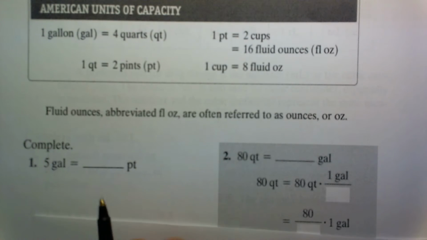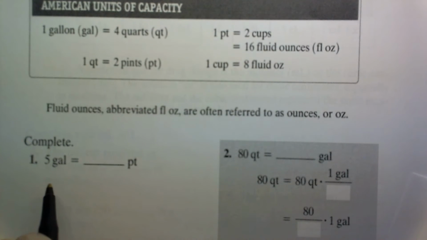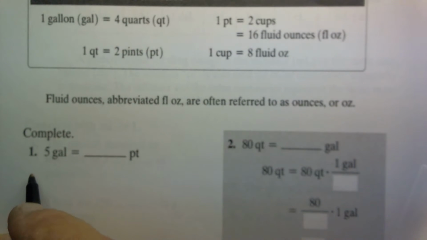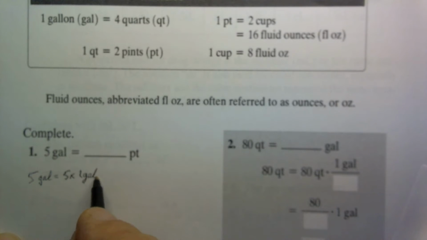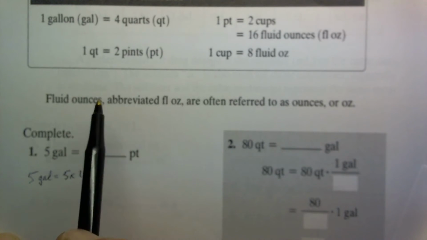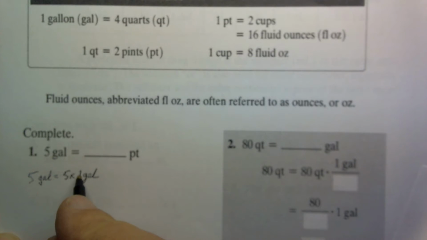5 gallons is how many pints? So the way we can work with this is we can say that 5 gallons is 5 times 1 gallon. And since 1 gallon is 4 quarts, we write this as 5 times 4 quarts. So that's equal to 20 quarts.